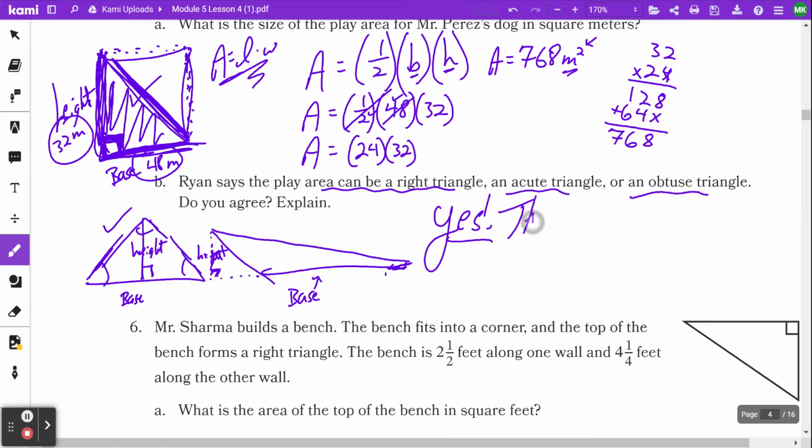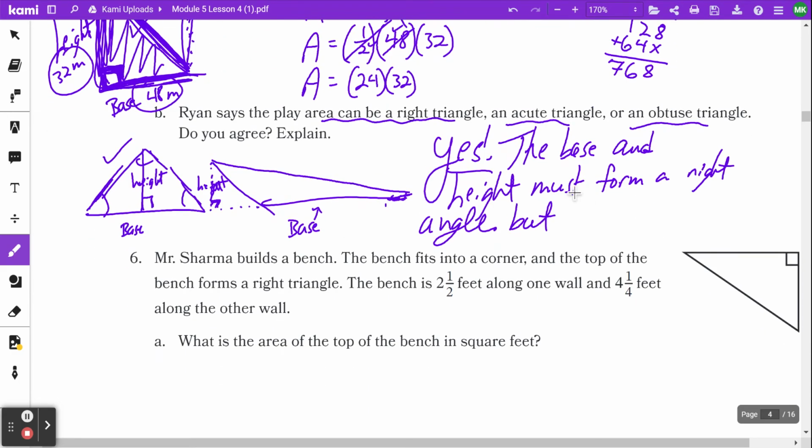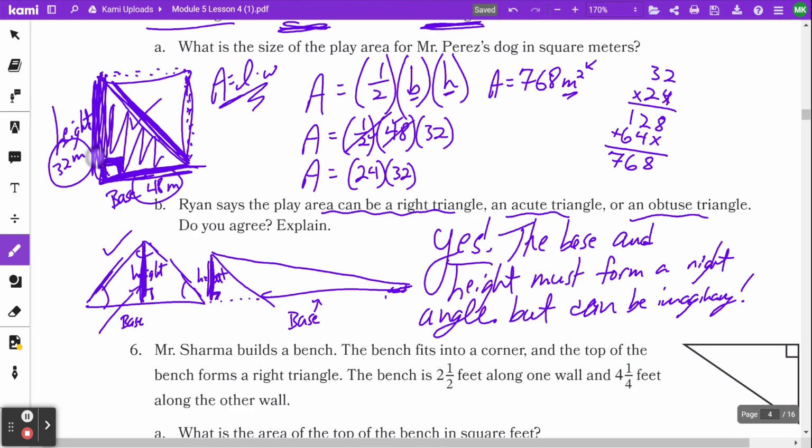The base and height must form a right angle, but can be imaginary. Can be imaginary, right? As it is in here, it's imaginary, right? It is not a side of the triangle. Over here, it's imaginary. It's not a side of the triangle. But over here, it is. Both are sides of the actual triangle.